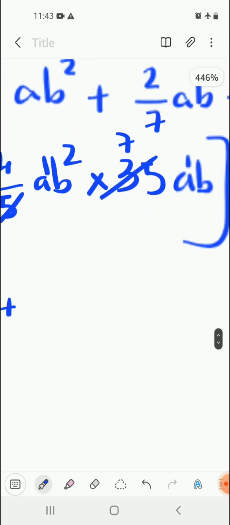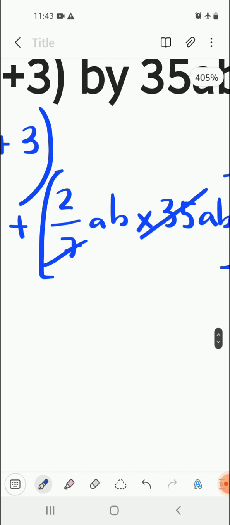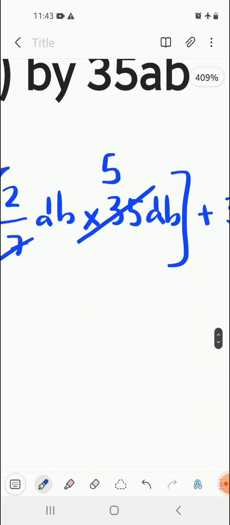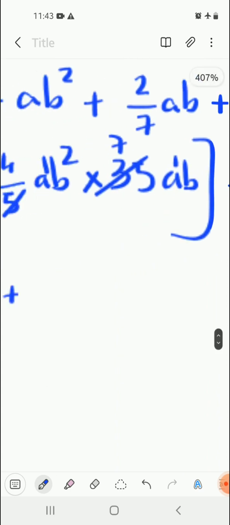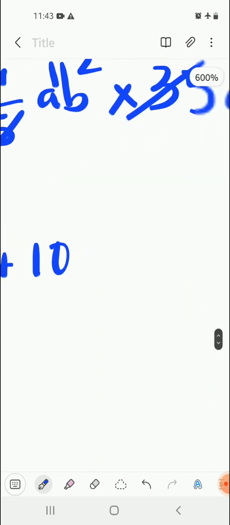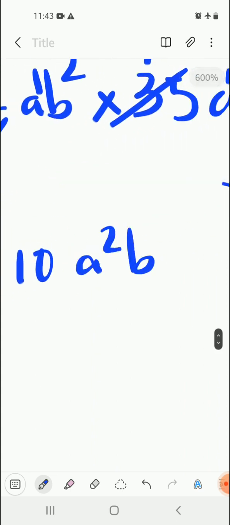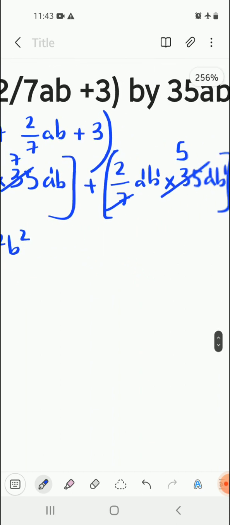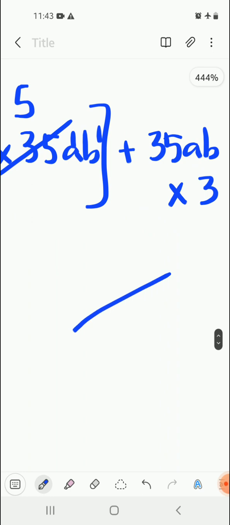Again, see, the plus sign remains. 7 and 35 get cancelled, it becomes 5, so 2 into 5, 10. A to the power 1 and a to the power 1, b to the power 1 and b to the power 1. If we add the powers, we get 2 into 5, 10, a square, b square. Once that is done, moving on to the next one.